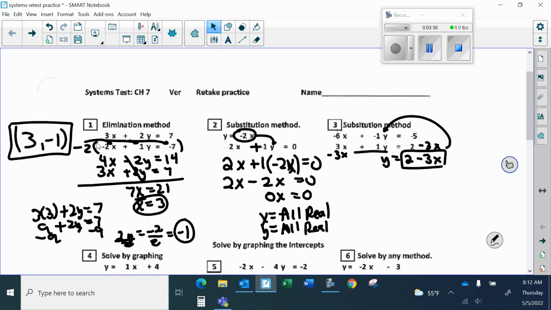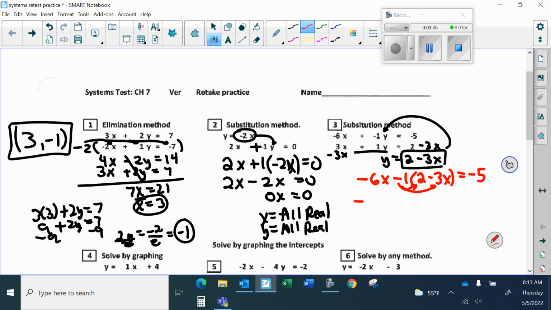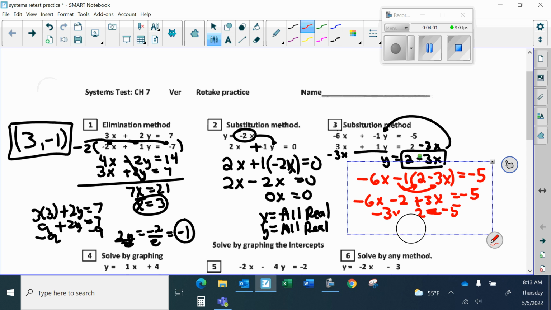Okay. Let's change the color. Let's go. So I have -6x minus 1 parentheses, because I'm substituting in 2 minus 3x equals -5. Distributive property. Make sure you distribute through both of them. Draw your arrows. So I have -6x minus 2 plus 3x equals -5. Combine like terms. -3x minus 2 equals -5. Well, if we want to, we could multiply the whole equation by -1. Just switch all the signs.